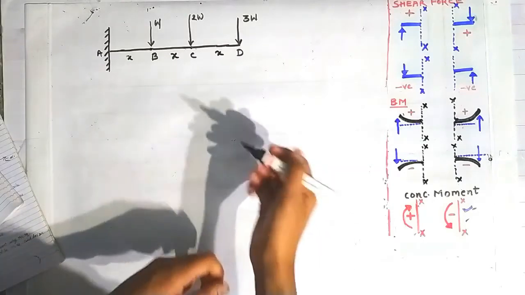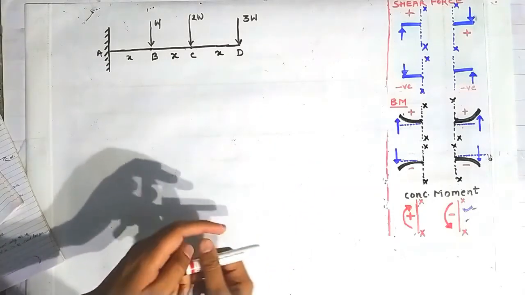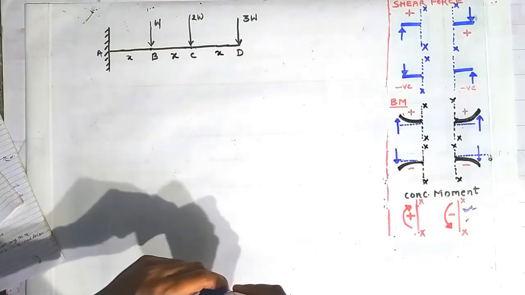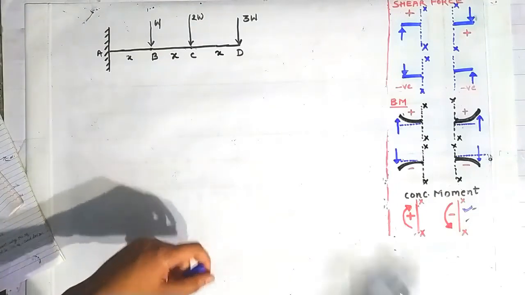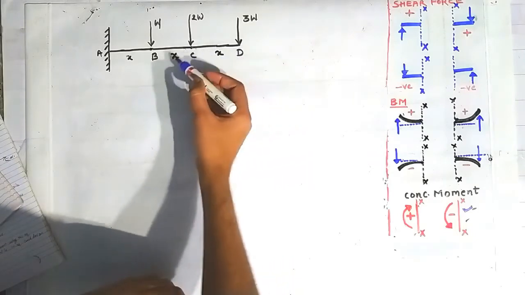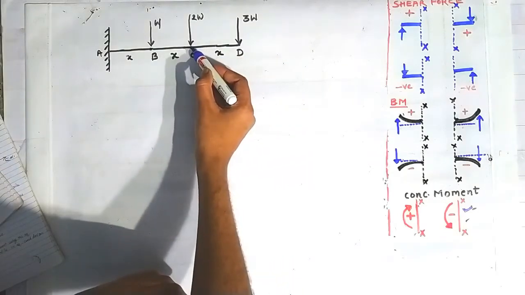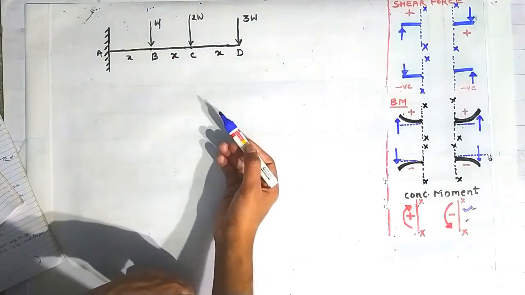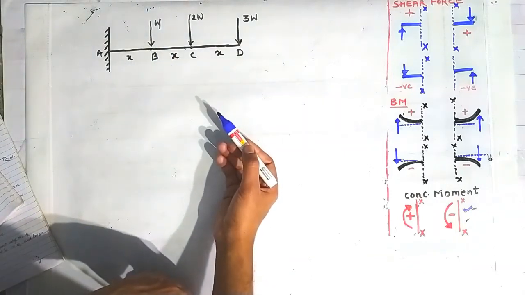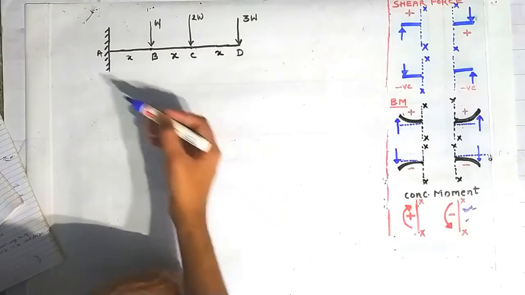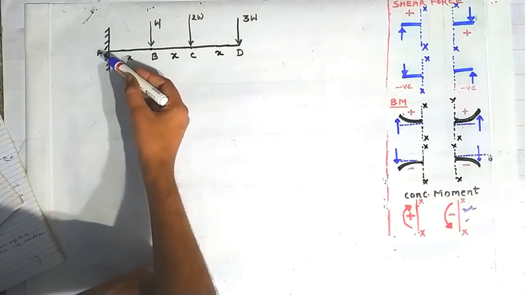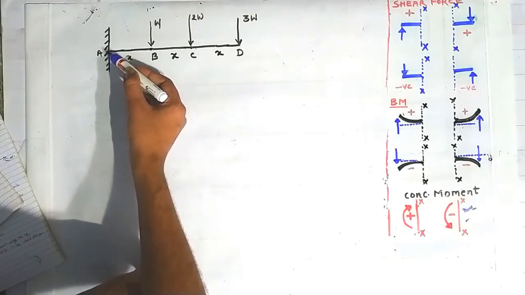So friends, today we are going to discuss a new numerical problem based on the shear force and the bending moment diagram for this cantilever beam. There is a load 3W acting at the point D, a point load 2W acting at C, and W acting at B, and we have to draw the shear force and bending moment diagram for this cantilever beam. So first, we have to find the net reaction force and the reaction moment acting at the point A.